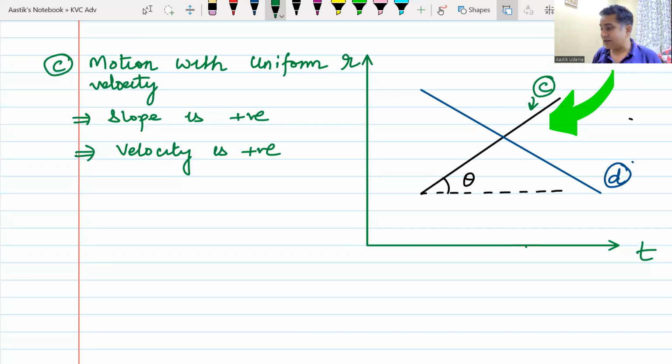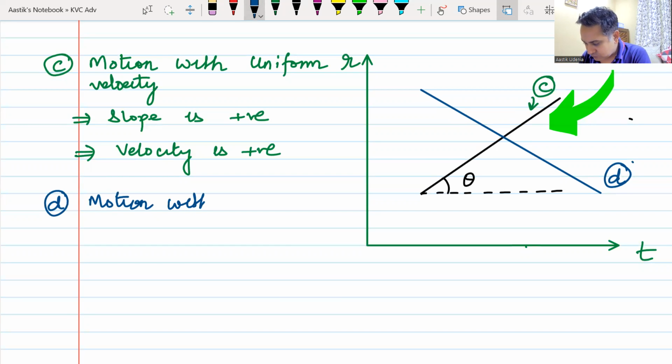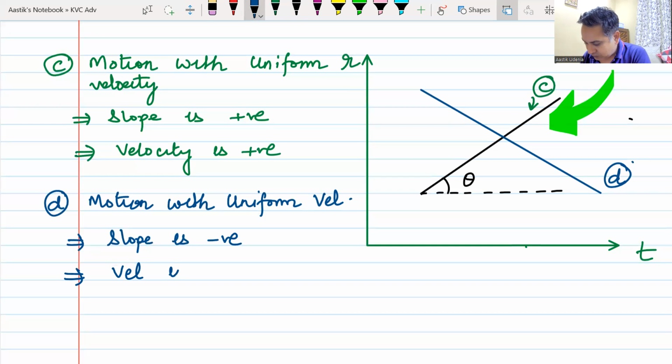Now, if I draw another graph, graph D is again a straight line graph. So this is again motion with uniform velocity, but here the slope of the graph is negative, and therefore the velocity is negative. Do we understand this? Yes or no? Raise hands, it will give me more confidence that we are on the same track.